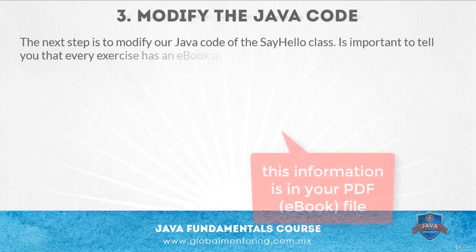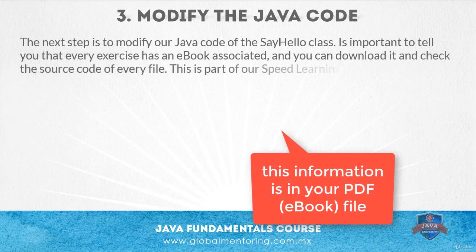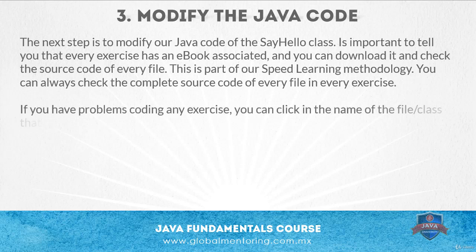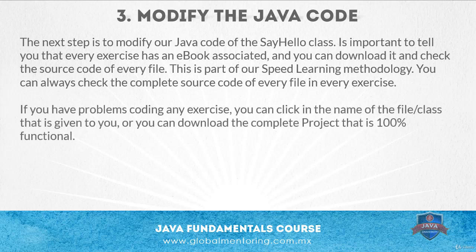The next step is to modify our Java code of the SayHello class. It's important to tell you that every exercise has an ebook associated, and you can download it and check the source code of every file. This is part of our speed learning methodology. You can always check the complete source code of every file in every exercise. If you have problems coding any exercise, you can click on the name of the file or class that is given to you, or you can download the complete project that is 100% functional.